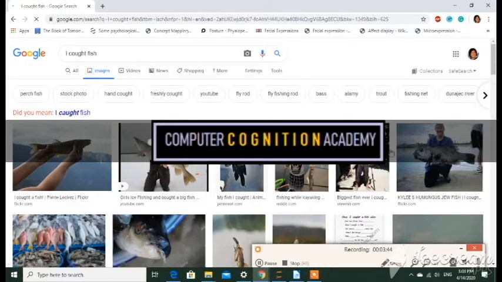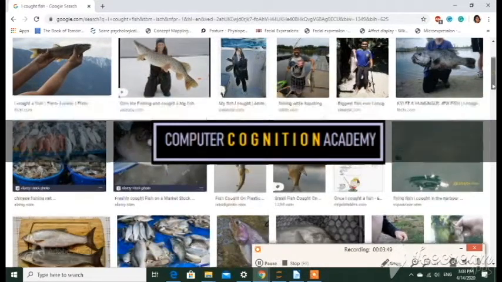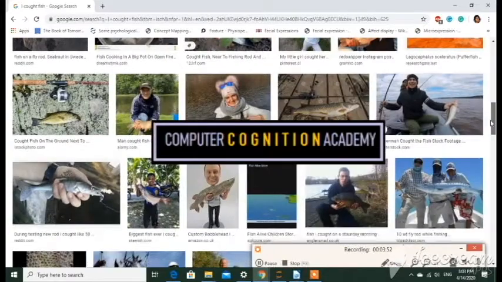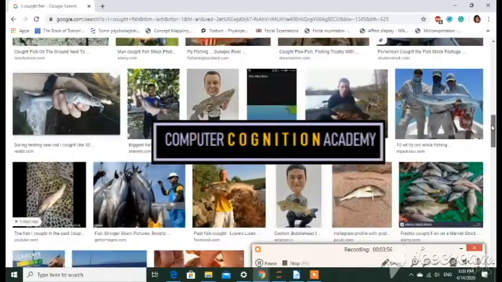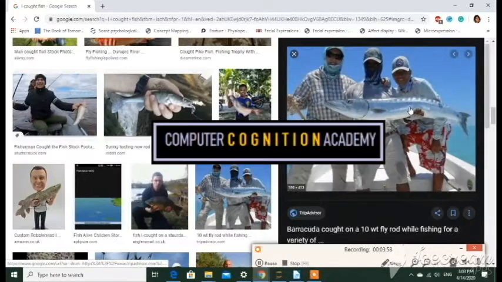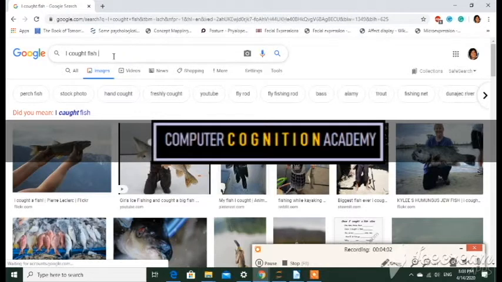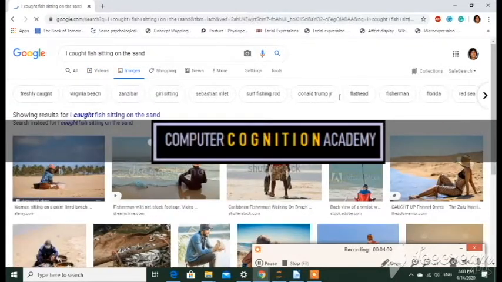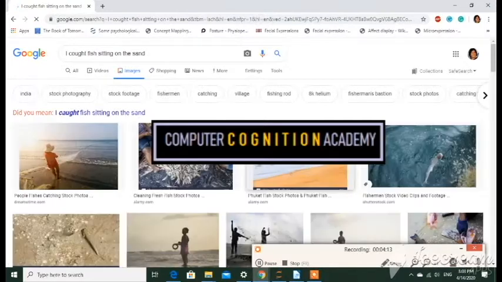Let's find some scenarios people do regularly and upload their photos, like caught a fish. So here we go. Google provided us enough pictures. What about I caught fish sitting on the sand? So sand and fishing activity is provided here.